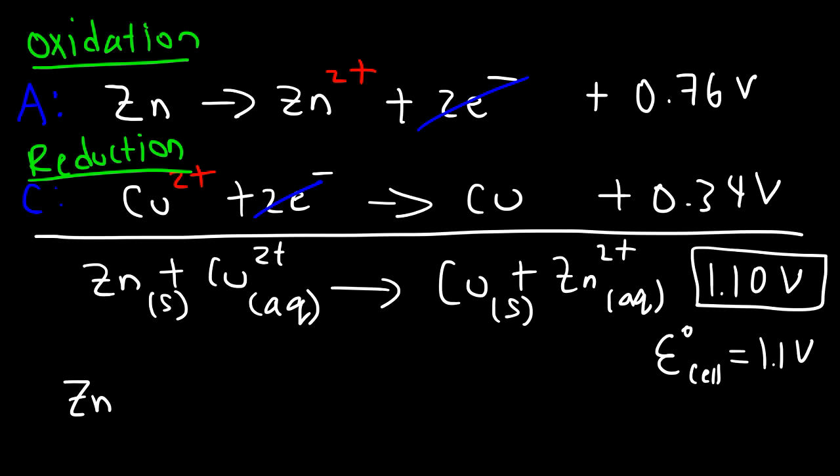So first you need to write the anode, which is zinc, and then use a single vertical line to separate the phases because these two phases are different. So in the solution we have the zinc 2 plus ion, that's in the first compartment on the left.